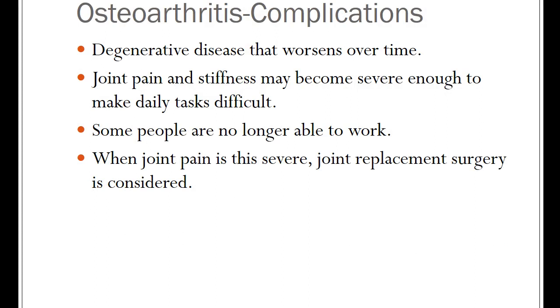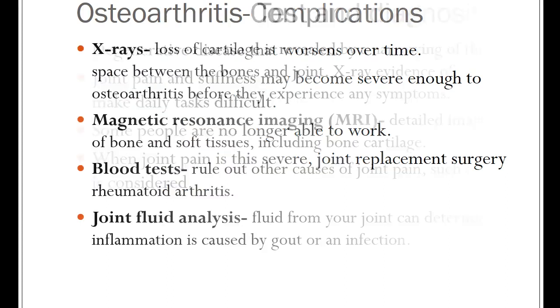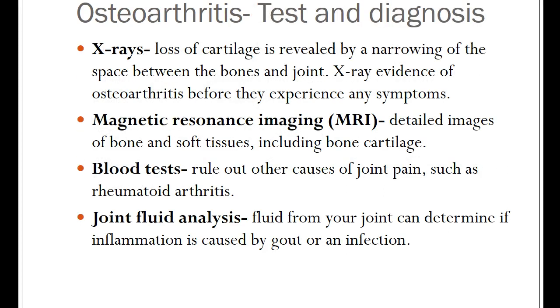And this talks about that it does become degenerative, worsening over time, and that the joint stiffness will eventually become severe enough where it can make some daily tasks difficult. So in terms of radiologic findings in OA, you're going to have narrowing of the joint space and increased density of the subchondral bone. You may see bone cysts and osteophytes that are often present.